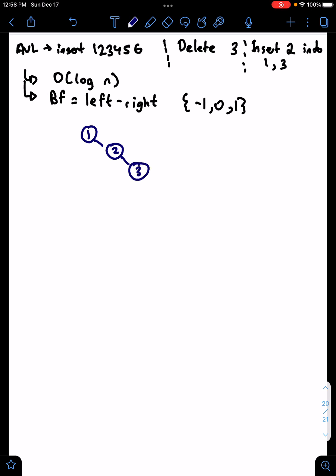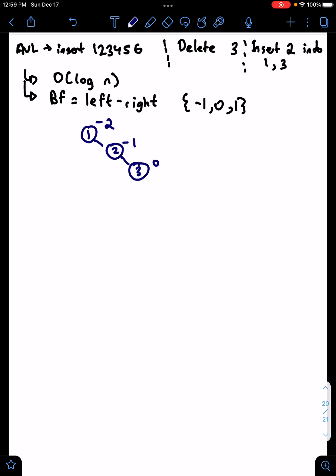Let's calculate the balance factor. The balance factor of any leaf is 0. This one is left minus right. Left you have nothing, right you have 1. So this is going to be -1. That's still fine because it's still in the set. This one is going to be -2. Since it's -2, that's not acceptable.